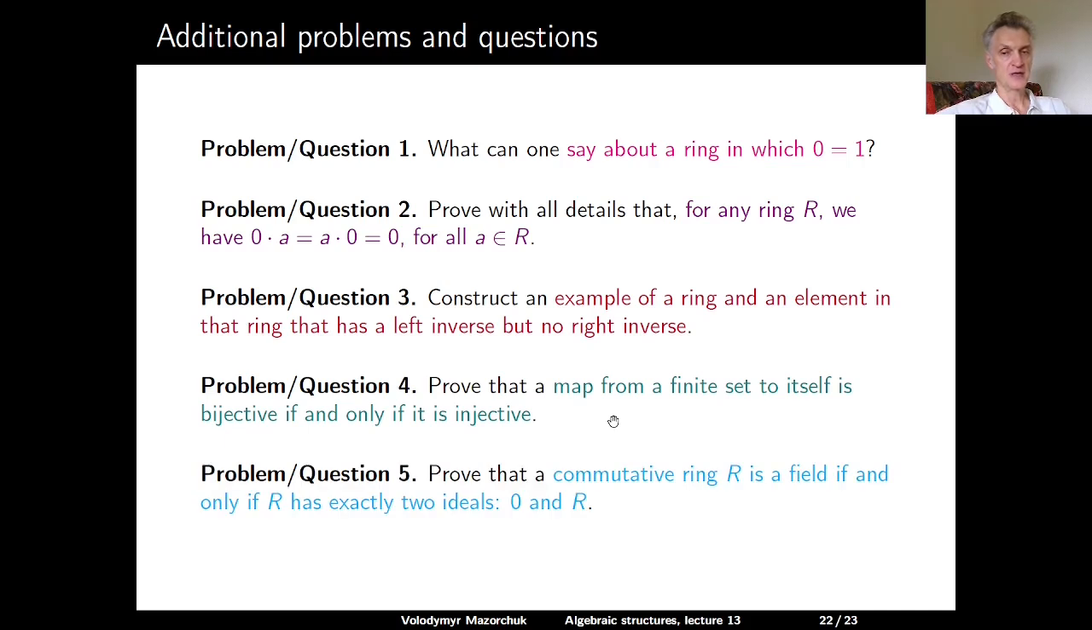Prove that a commutative ring R is a field if and only if R has exactly two ideals, 0 and R.